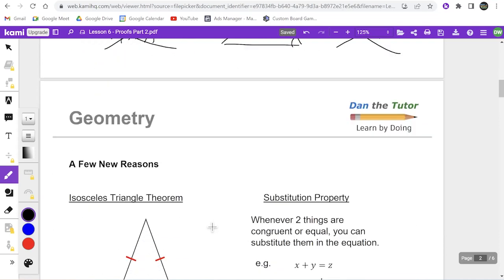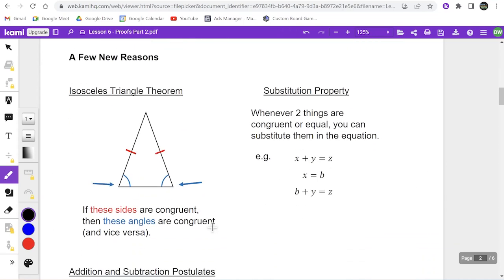So now on to the new stuff for this week. We're going to add a few new reasons to our list. First is the isosceles triangle theorem, which is to say that if you have two angles that are congruent, then automatically the sides are congruent as well. And by the way, the same is true in reverse. If the sides are congruent, then automatically these angles are congruent here. So if one is true, both are true.